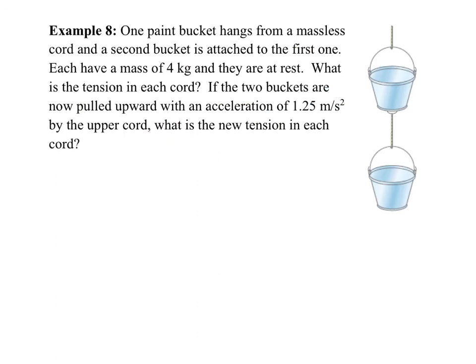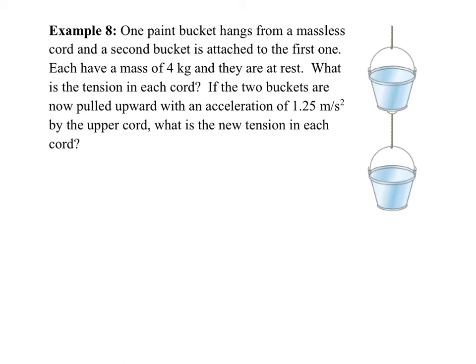Example 8. There are a lot of examples, you notice, in this section. One paint bucket hangs from a massive cord, and a second paint bucket is attached to the first one. Each of these has a mass of 4 kilograms, and they are at rest. What is the tension in each cord when they're at rest? Second follow-up. If the 2 buckets are now pulled upward with an acceleration of 1.25 meters per second squared by the upper cord, what is the new tension in each cord?